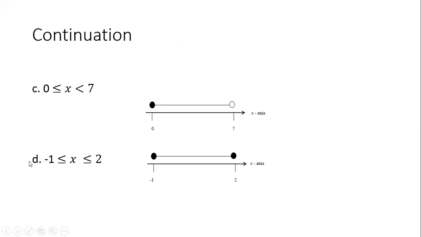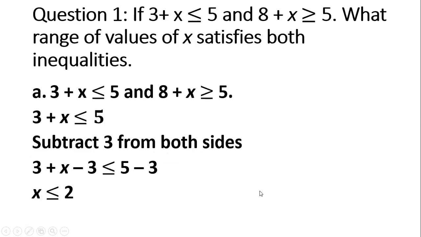And the other one is minus 1 less than or equal to x, x less than or equal to 2. Since it's equal to 1, we shaded it. If 1 is less than x, that means x is greater than 1, so it will be 0 on the line. If it's equal to 2, we shaded it. If it is less than 2, it's going to 1. So that's why we have the range of values from minus 1 to 2 in the inequality sign.